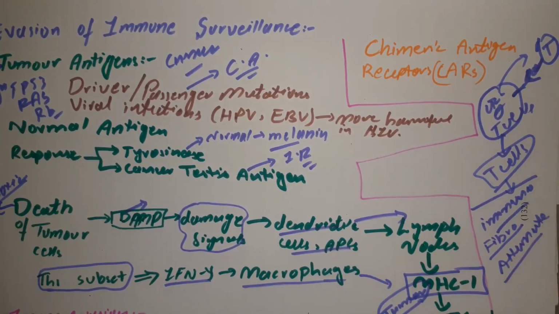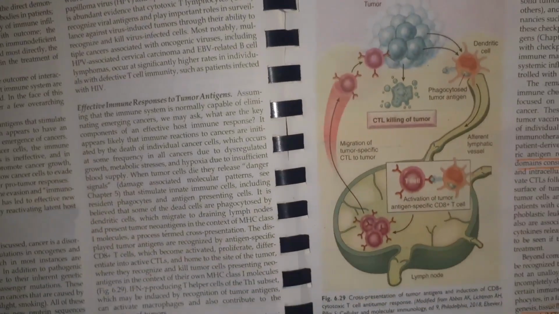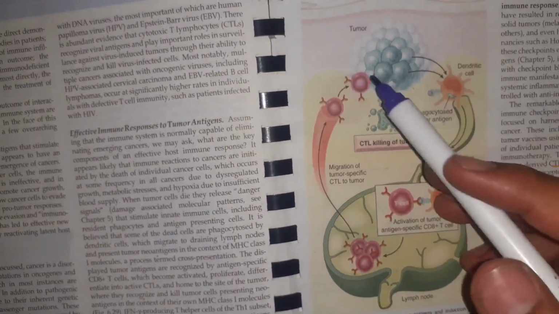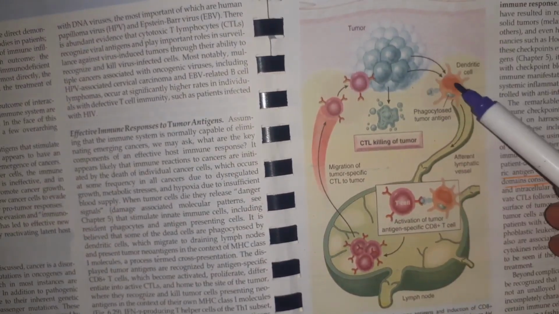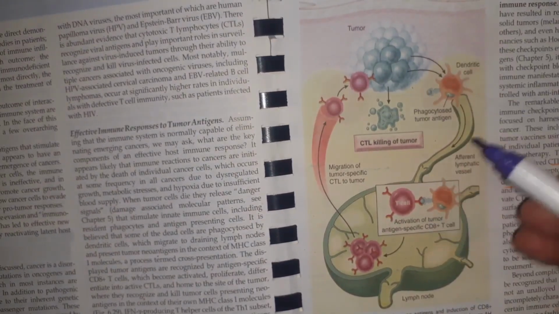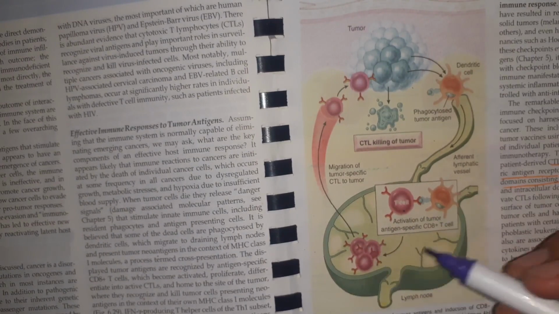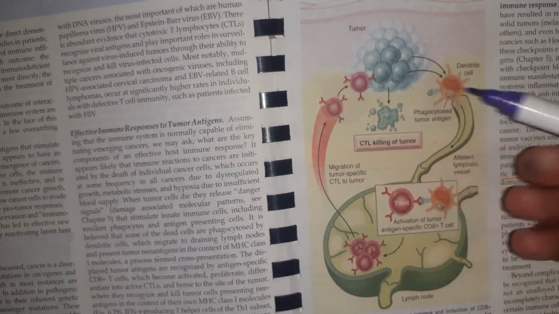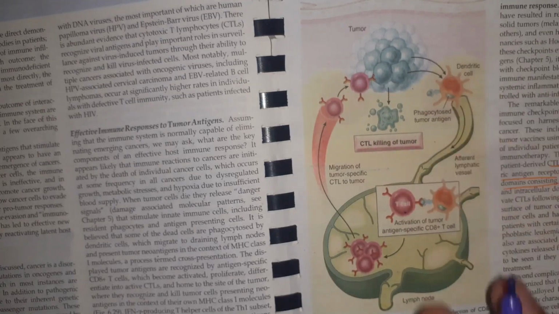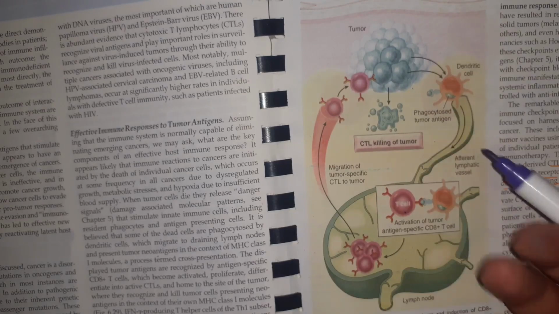Now we can see this from the book as well. Let me show you the diagram here. This was a tumor cell. The tumor cell died, and a dendritic cell picked up this antigen, moved to the lymph node, and there activated the T cell. T cells divided and produced copies, which moved to the tumor and destroyed it. So it was a cytotoxic T cell response in response to the dendritic cell.